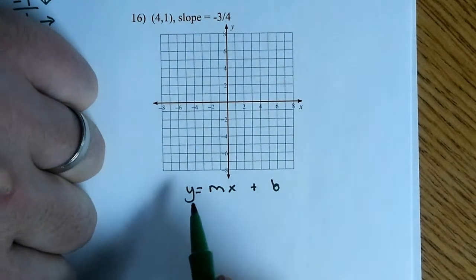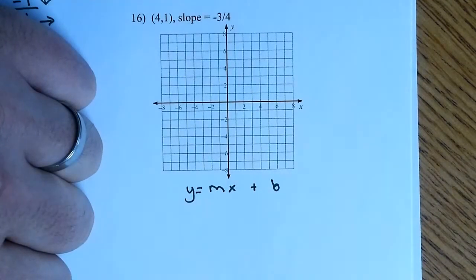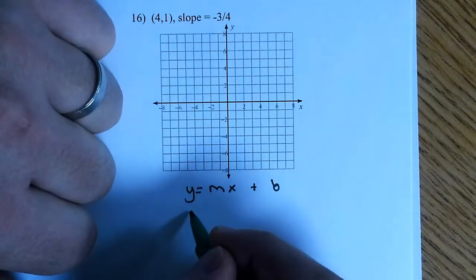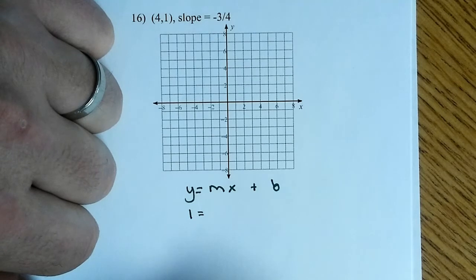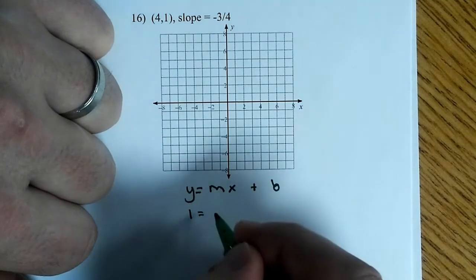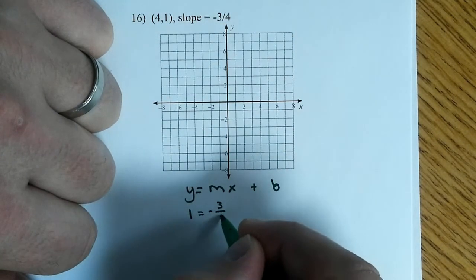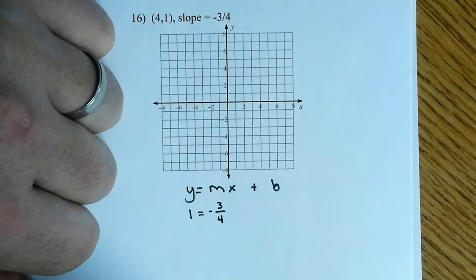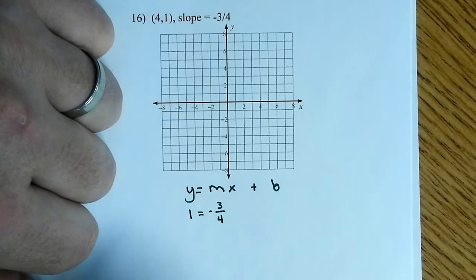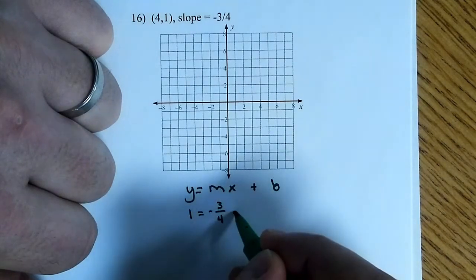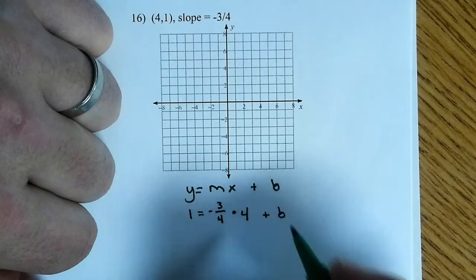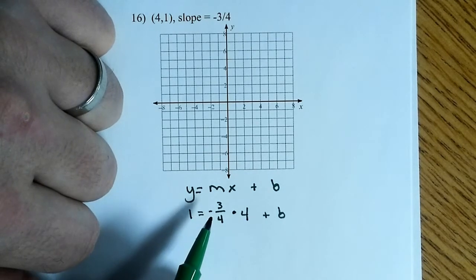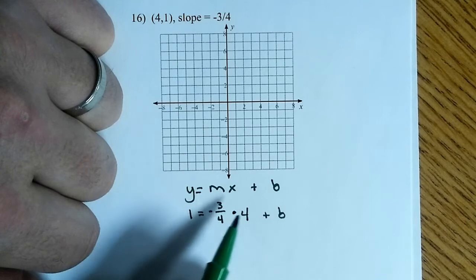All right, what is my y here? 1 equals, what's our m? 3 over 4 is our m. What is our x? 4 plus b. Now we got to multiply. What's -3 over 4 times 4?